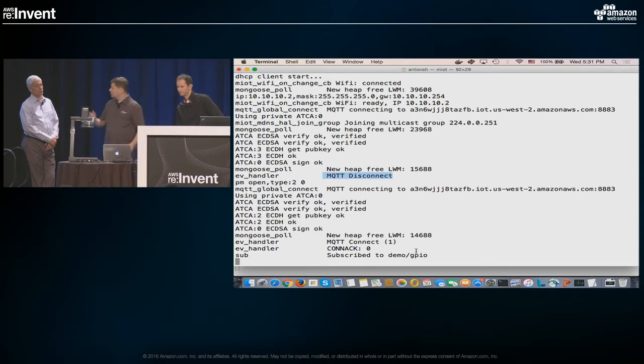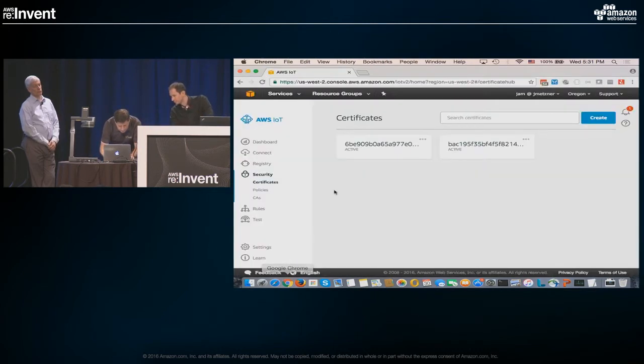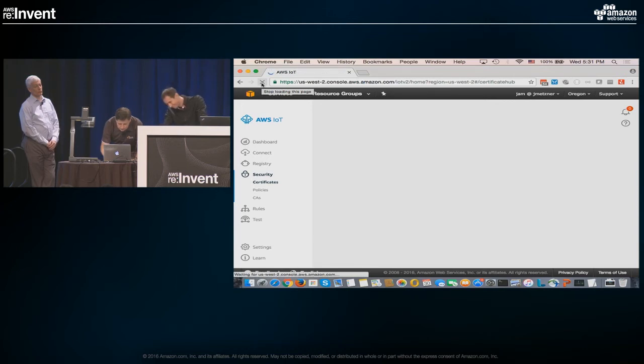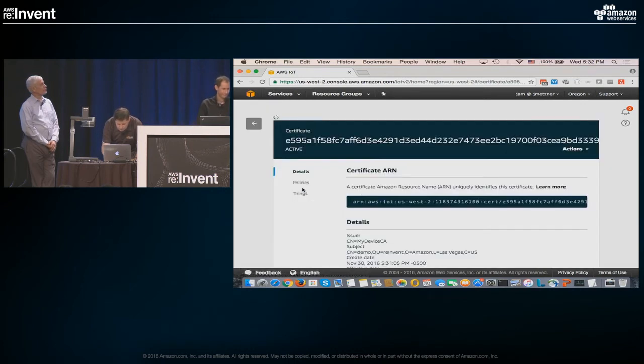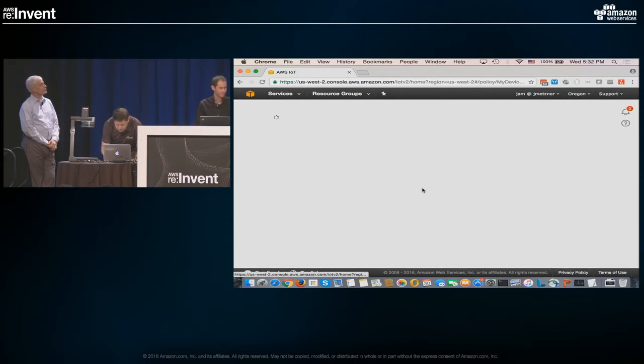And on subsequent reconnect, we already have the certificate, so here we have only two certificates. If I update this screen, now we have the new one with the automatic policy assigned to it.